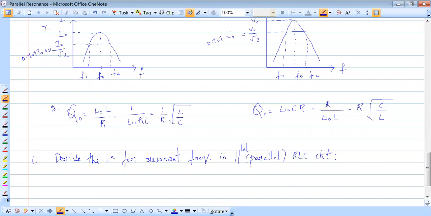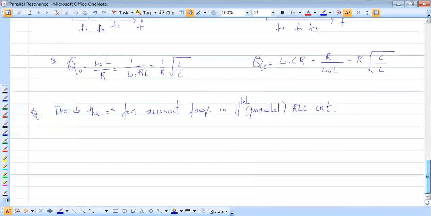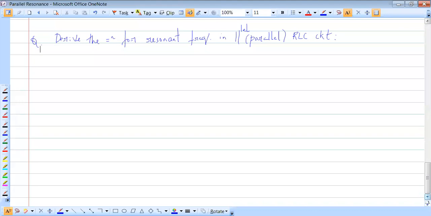So let's derive this equation. This is the question, not the quality factor. How did we go about this? Let's go with the solution, the derivation. There we used to consider Z for doing this, so let's consider Y. The admittance Y is given by the conductance 1 by R plus j, omega C minus 1 by omega L.